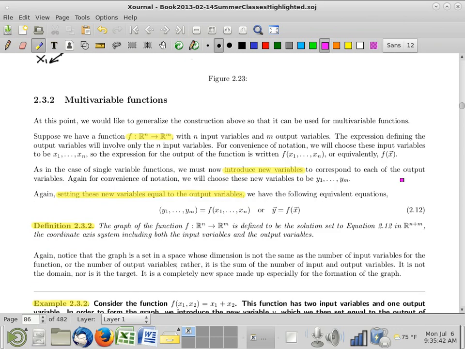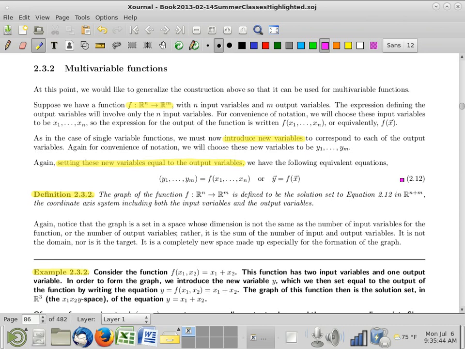Now, what does this look like in the multivariable context? If I want to draw a graph of a multivariable function, I'm going to show you the general construction and then dial it back just a little bit. So specifically, if you have a multivariable function, as before, as in the single variable case, you create new variables to be set equal to the output values of the function, like so. So we're taking what comes out of the function and setting it equal to new variables.